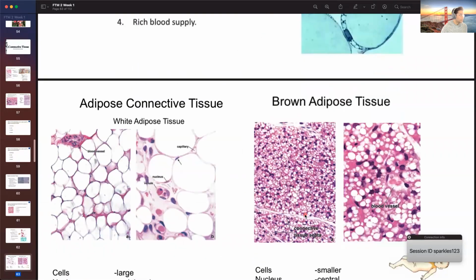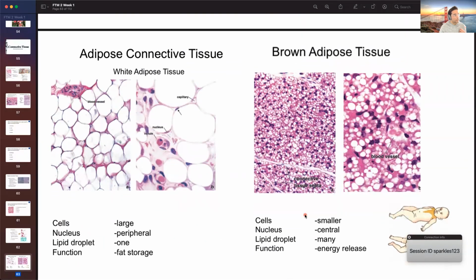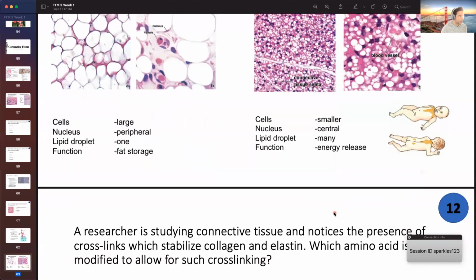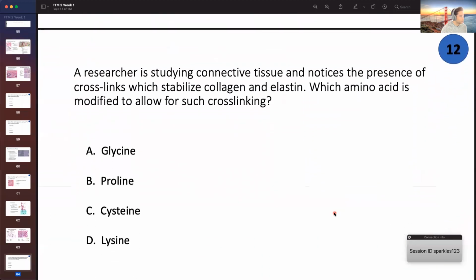Okay, let's take a quick peek at adipocytes, brown versus white. You can see the nice clear examples, and you can tell quickly, right? You can see the multiple little droplets. Those are small, and its primary function is energy release, whereas this one is fat or energy storage. Just be aware of that. Keep those two very separate, and you'll be a-okay with your adipocyte.